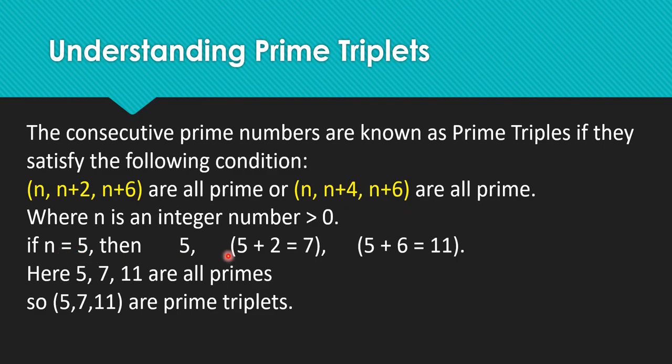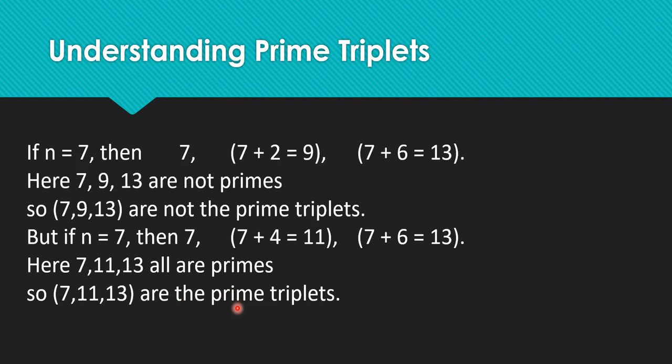N equal to 5. Then 5 plus 2 is 7, and 5 plus 6 is 11. So all these three are prime triplets, right? 5, 7 and 11 are prime triplets, because all these numbers are prime numbers. So then you have to display all these three numbers as prime triplets. You can see another example.